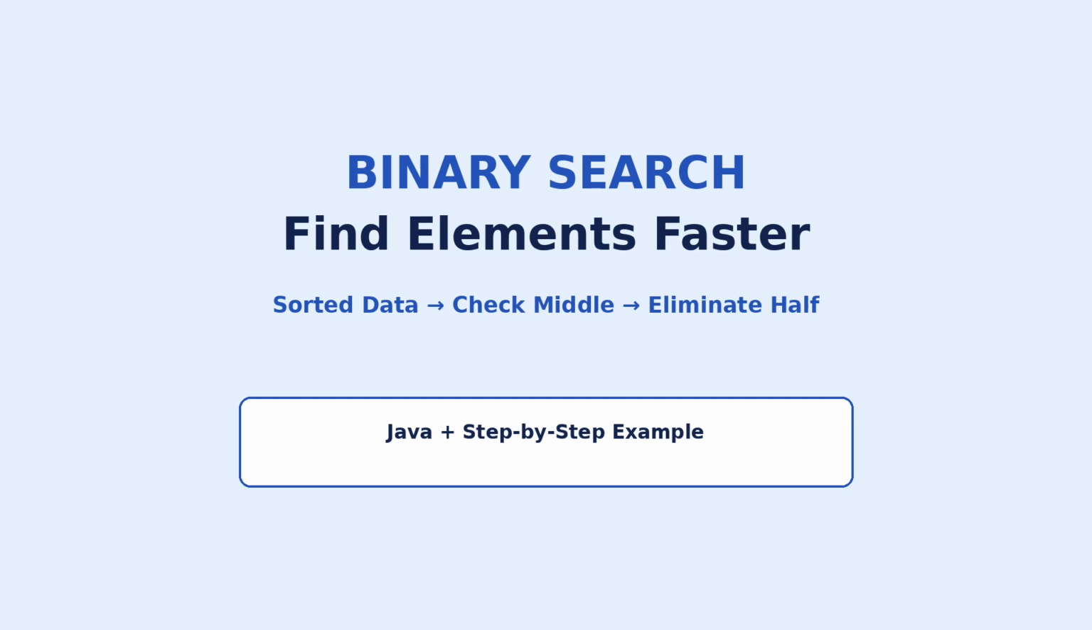So today, we are going to learn a much more efficient searching algorithm called binary search. Binary search can reduce the search space by half after every comparison. And that is what makes it so powerful. By the end of this video, you will understand what binary search is, why the data needs to be sorted, how binary search works step by step, a complete dry run, Java implementation, best and worst case complexity, common mistakes, and when to use binary search. So let's start with the basic idea.